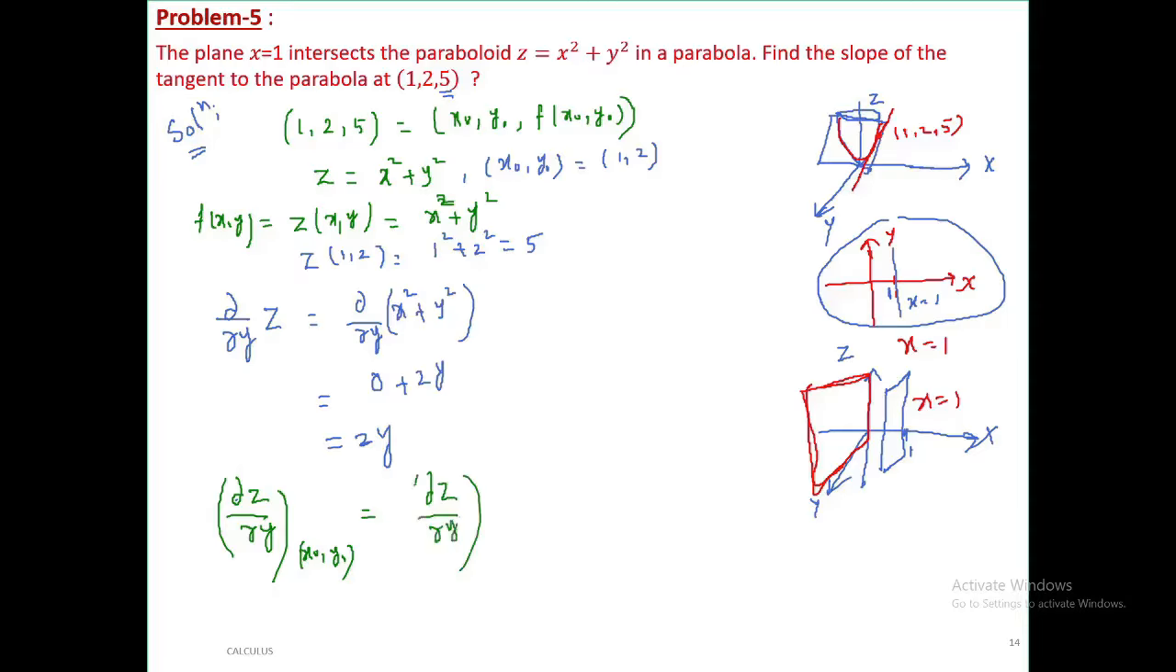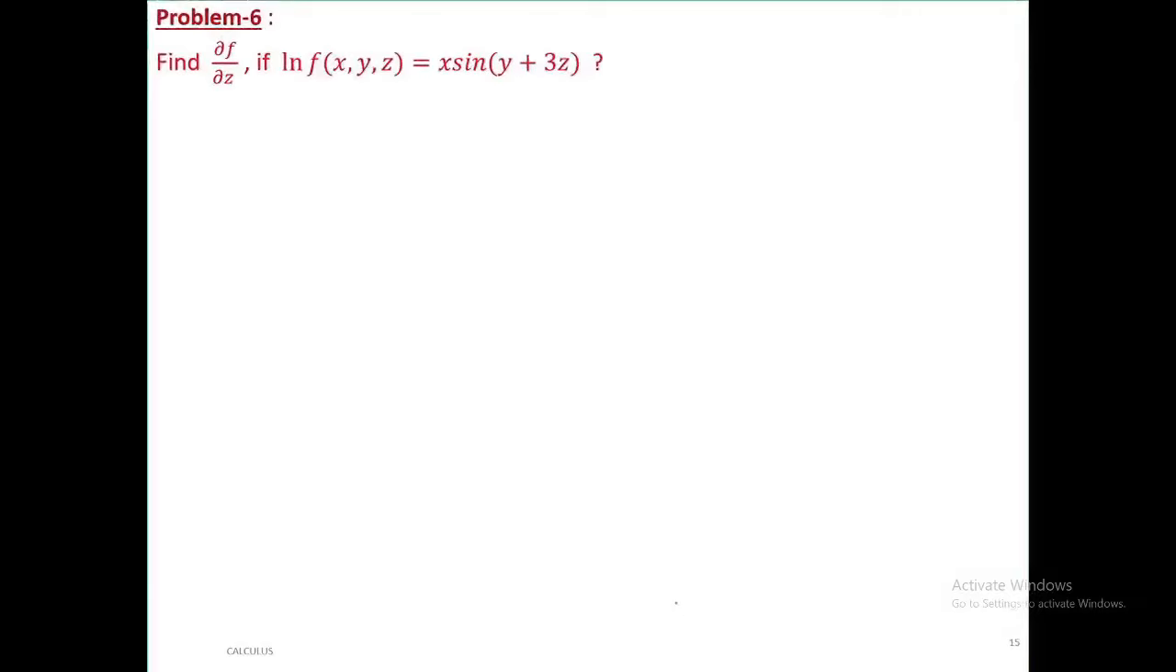x naught, y naught means here what, the point? Point is 1 comma 2. That means x is 1, y is equal to 2. But what is dou z by dou y? It is 2y. 2y at 1 comma 2. What is y? y is 2, therefore 2 into 2 is 4. So therefore slope in the y direction is 4 units. So this is 4 units of slope. Okay, next one. And last problem, with this I will stop.